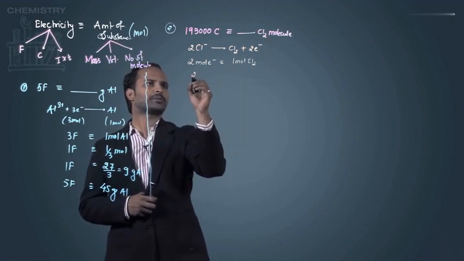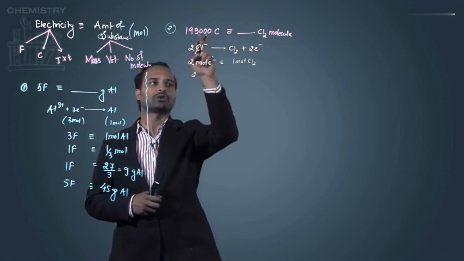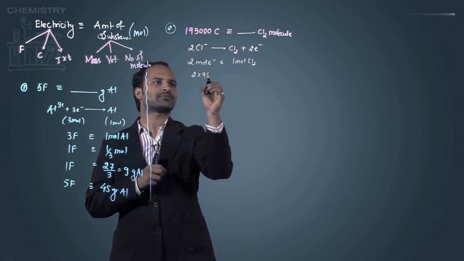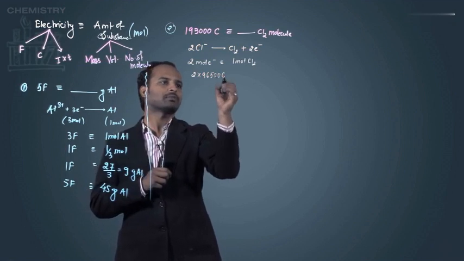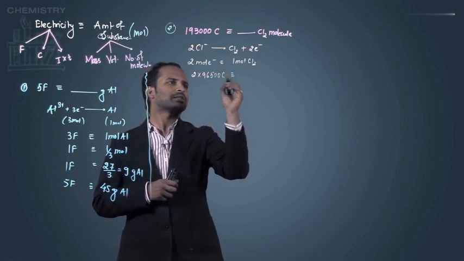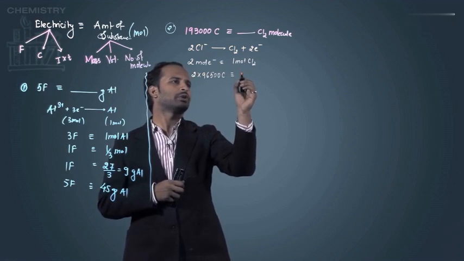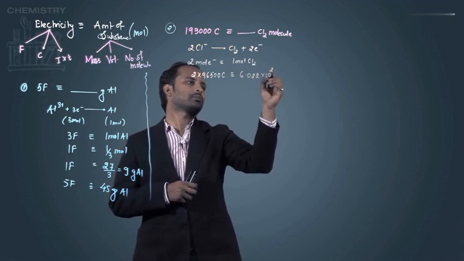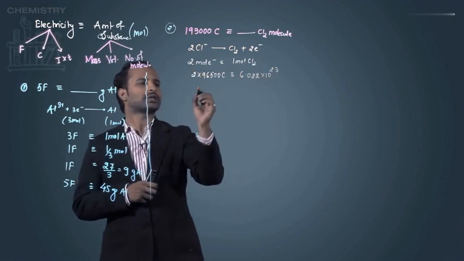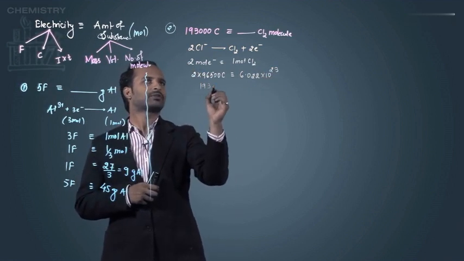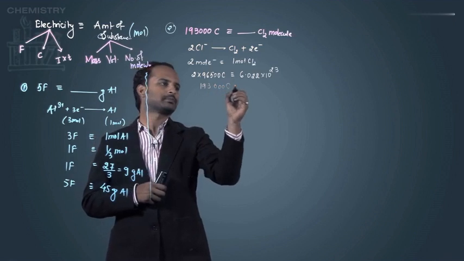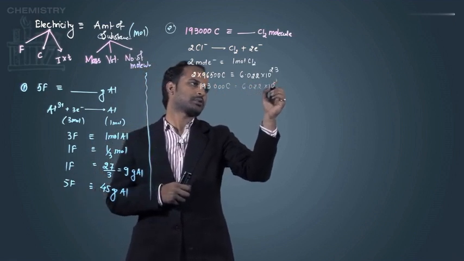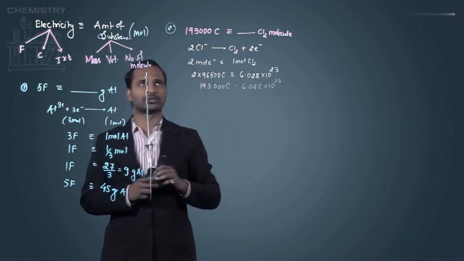So 2 moles of electrons means 2 Faraday, but here it is in coulombs. So 2 Faraday means 2 into 96,500 coulombs. That is equivalent to 1 mole of chlorine, that is 6.022 into 10 to the 23 chlorine molecules. 2 into 96,500, if you multiply, you will get the same number. So the answer is 10 to the 23 molecules.